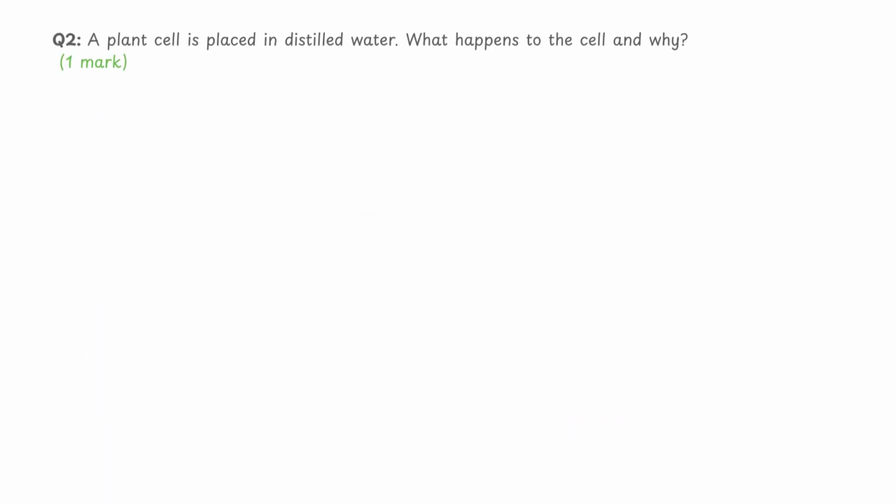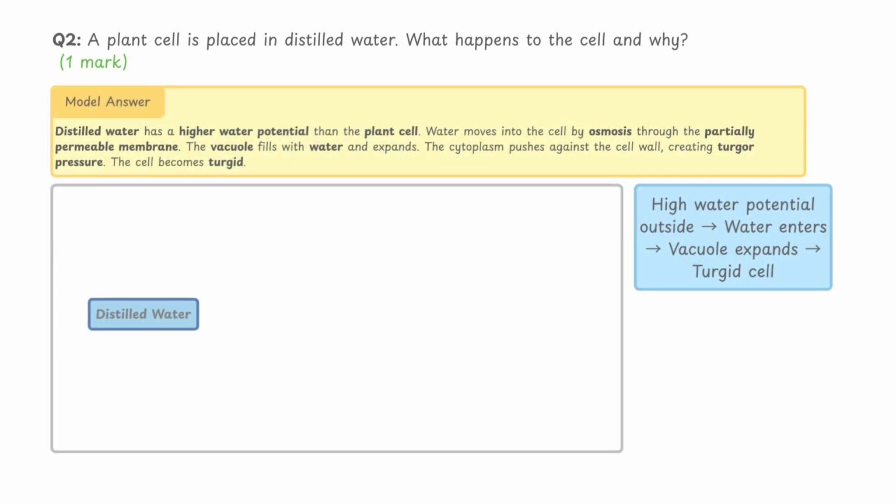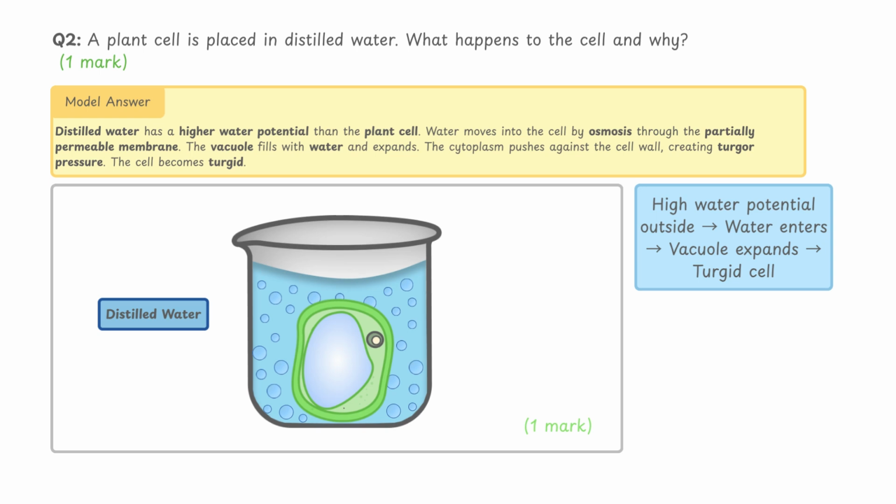A plant cell is placed in distilled water. What happens to the cell and why? Distilled water has higher water potential than the cell. Water enters by osmosis. The vacuole expands and pushes the cytoplasm against the rigid cell wall. This creates turgor pressure, and the cell becomes firm and turgid.